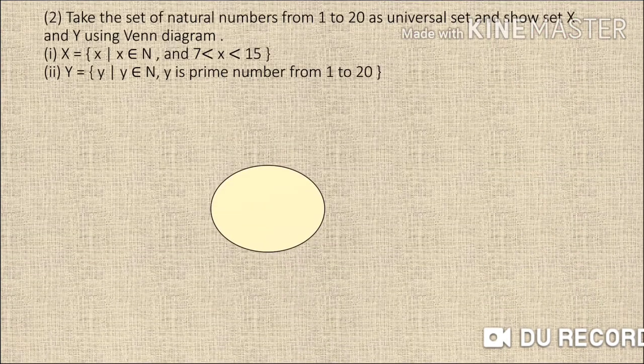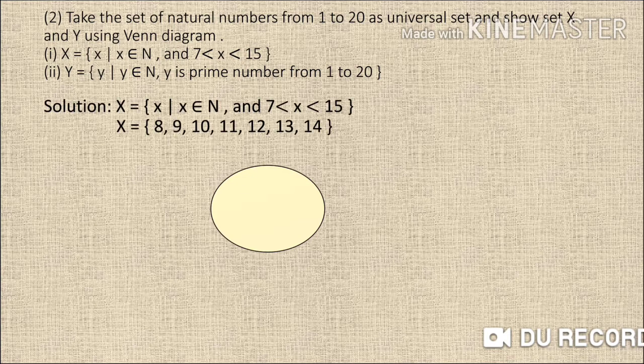Now question number 2. Take the set of natural numbers from 1 to 20 as the universal set and show sets X and Y by using Venn diagram. Set X is the set of all x such that x belongs to N and x is greater than 7 but less than 15. Okay. Solution. U is the universal set.